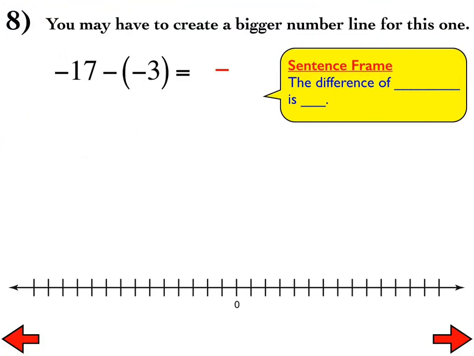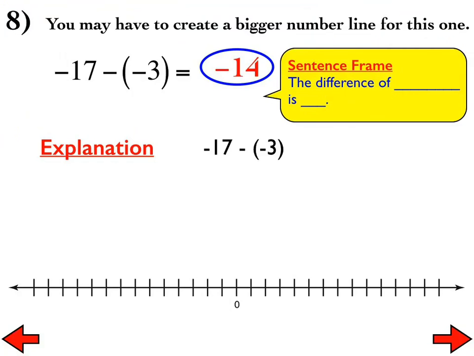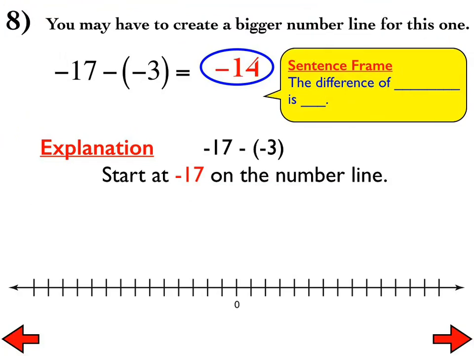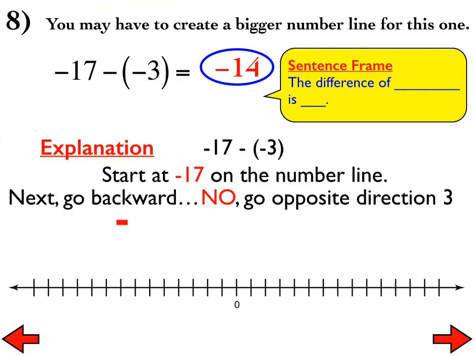Number 8, we start at negative 17. Subtraction symbol tells us to go left, but then the negative right next to it says no, turn around and go right, and that would leave us at negative 14. So the difference of negative 17 and negative 3 is negative 14.